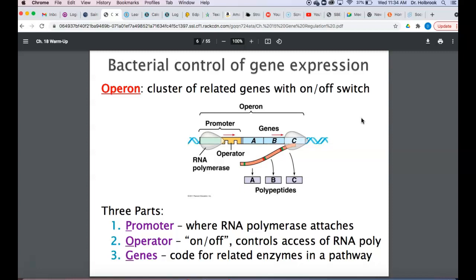Explain negative feedback as it applies to regulating metabolic pathways. Let me come back to that one.